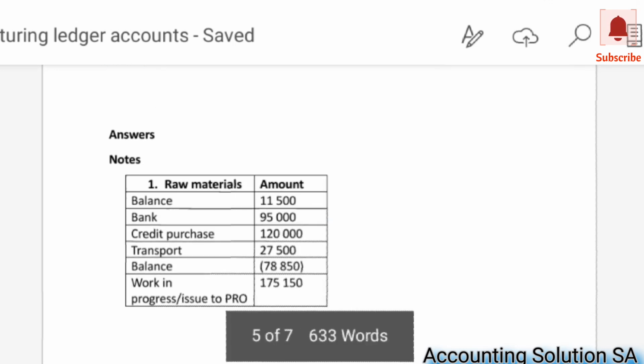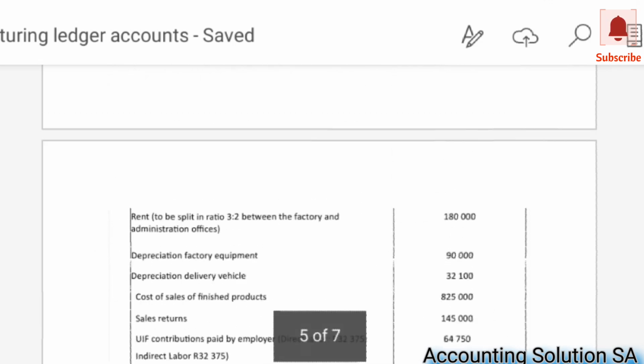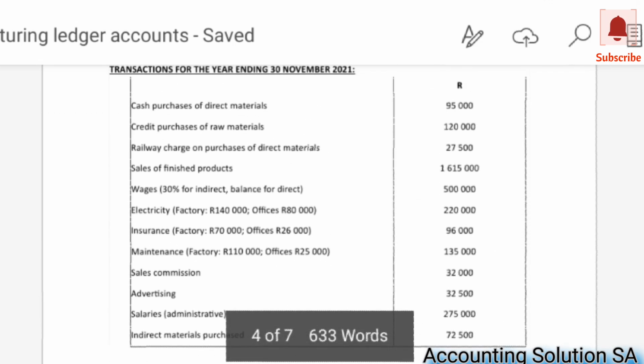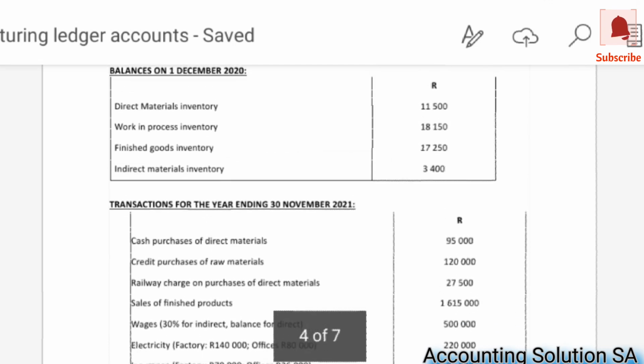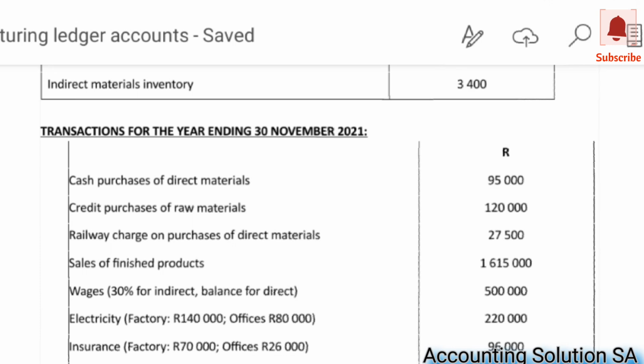175,150. 175. Okay, that's how you should prepare note number one. Simple, guys, simple. Now let's proceed to note number two, which is direct labor. Let's check if we have information related to direct labor.